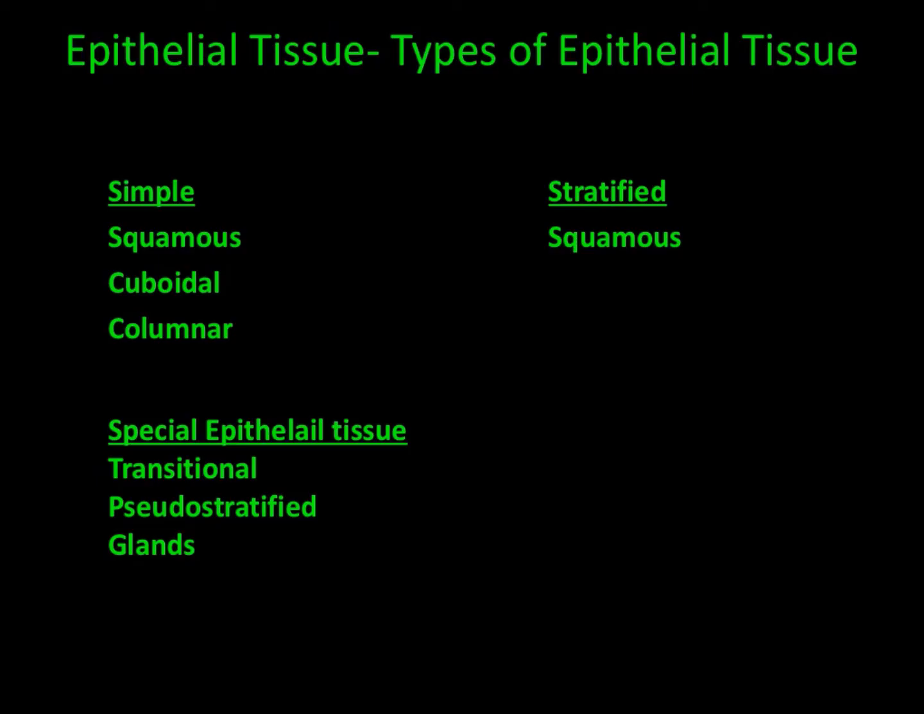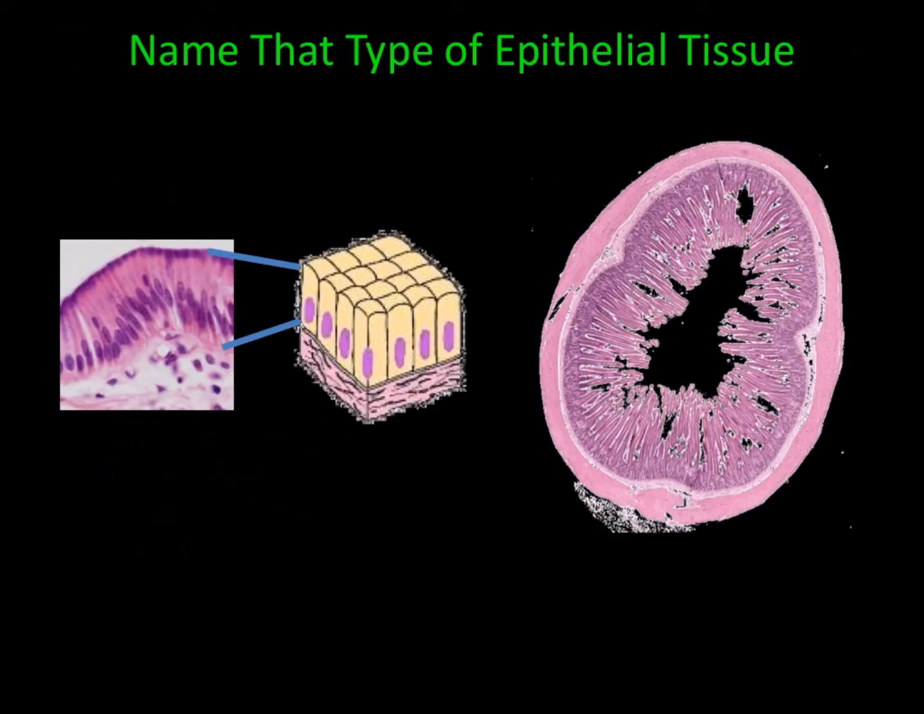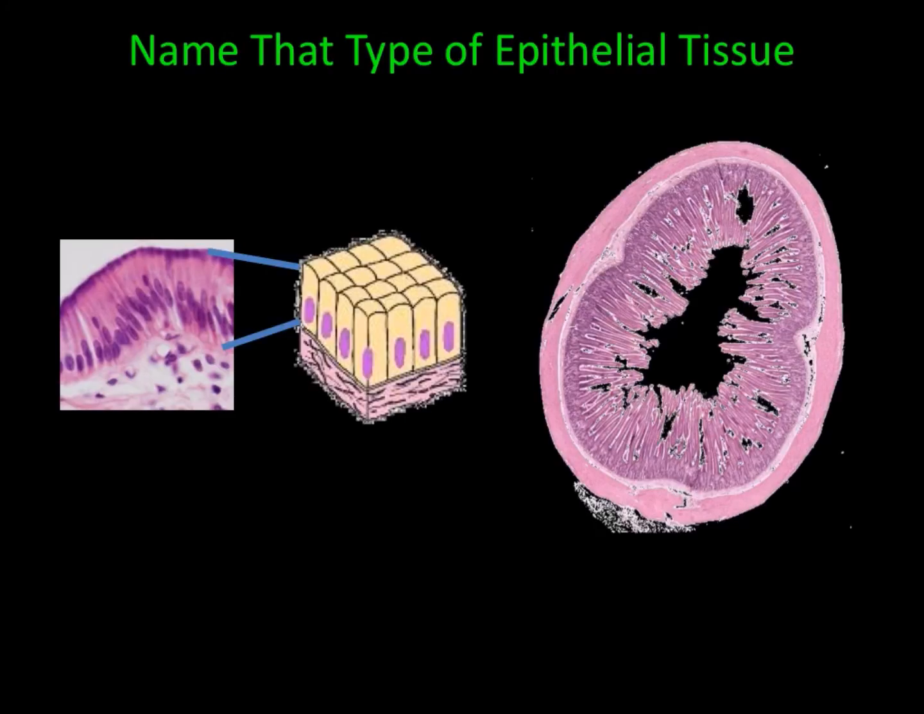The list below are the epithelial tissues that we'll be studying in this chapter. For the next set of slides, you'll be asked to identify a type of epithelial tissue based on your keen observations. Name this tissue. A single layer of rectangular-shaped cells. This type of tissue can be found on the inner lining of digestive system passageways such as the small intestine. The name of this tissue is simple columnar.